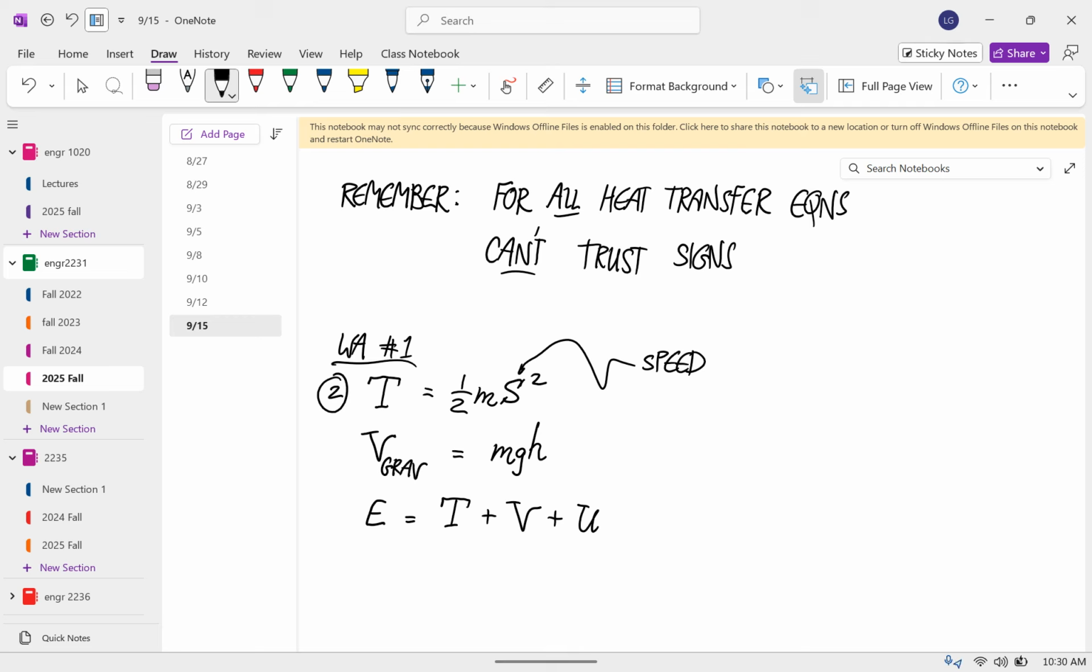Is it okay to use a different variable, like K? Yeah, sure. But this is what I'm always going to use. I mean, I'm not going to use kinetic and potential energy too much in this class, but these are the ones I'm always going to use, T and V, and then U is internal energy. Any other questions about that one? Okay.